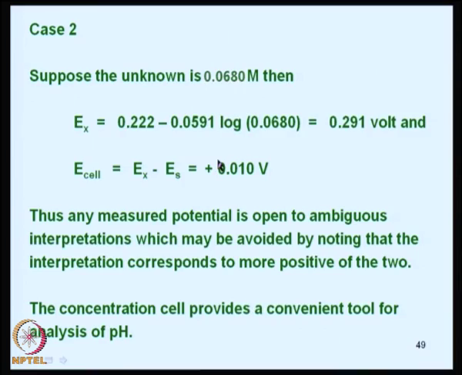So, any measured potential is open to ambiguous interpretations, which may be avoided by noting that the interpretation corresponds to the more positive of the two. So, this is a concentration cell, and it provides us a convenient tool for the measurement of pH. How, we will see later. Thank you.